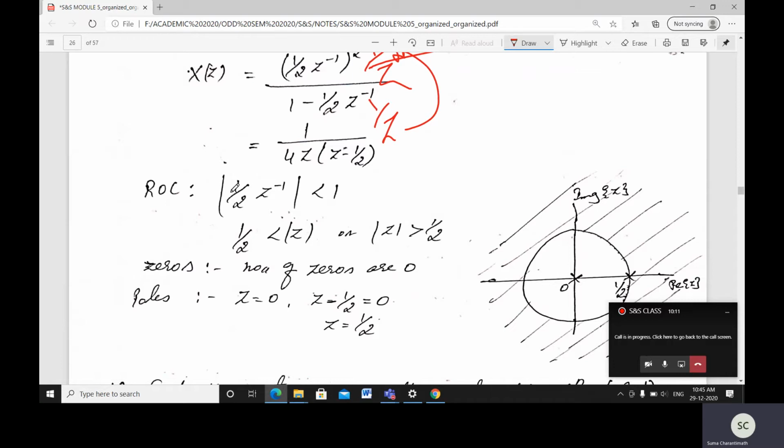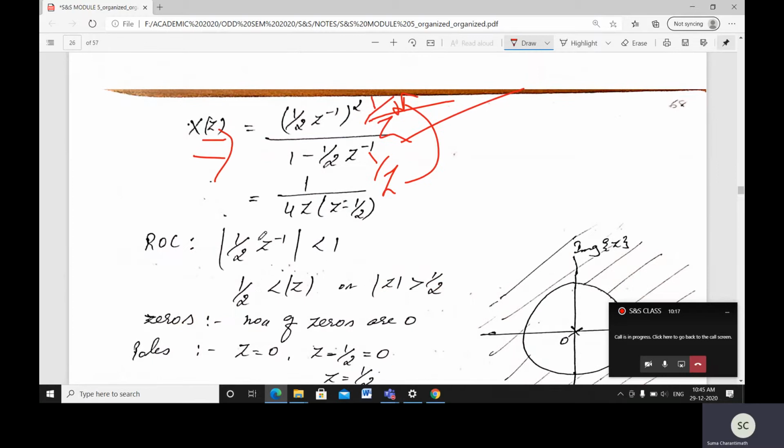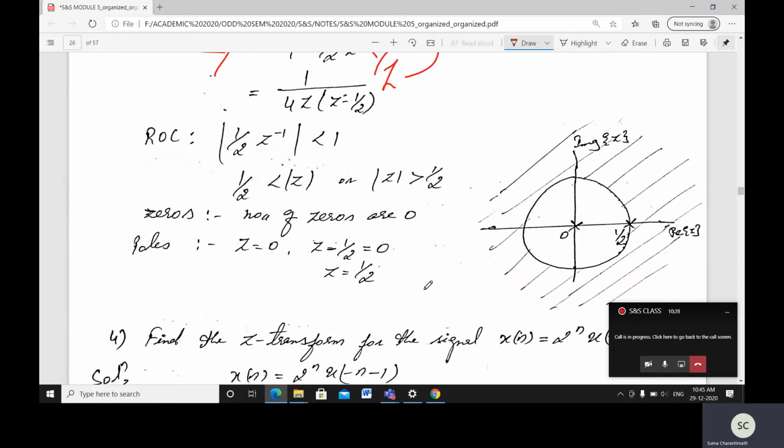Then the region of convergence has to be taken from this equation. Then 1 by 2 z inverse is less than 1, or else I can write 1 by 2 is less than mod of z, or mod of z is greater than 1 by 2. It indicates that the circle has a radius of 1 by 2, and our region of convergence exists outside this circle.